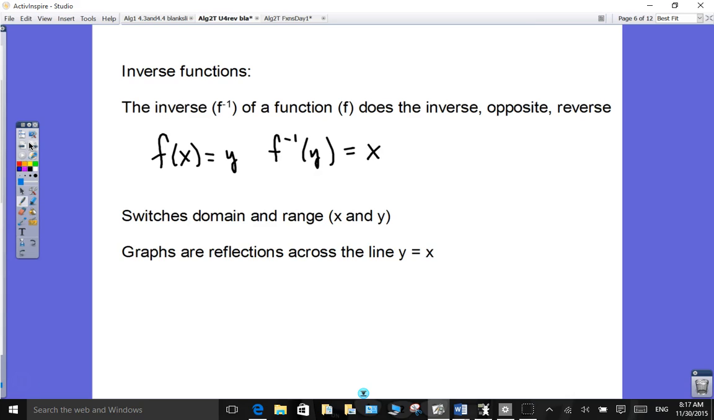And the graphs, this is one of the SOL items, right? We should understand that these graphs will look like they are reflections across the line y equals x, the identity function, which we kind of saw here, right? This and this. This y equals x is a line of symmetry between those two. You just got to tilt your head and it's there.